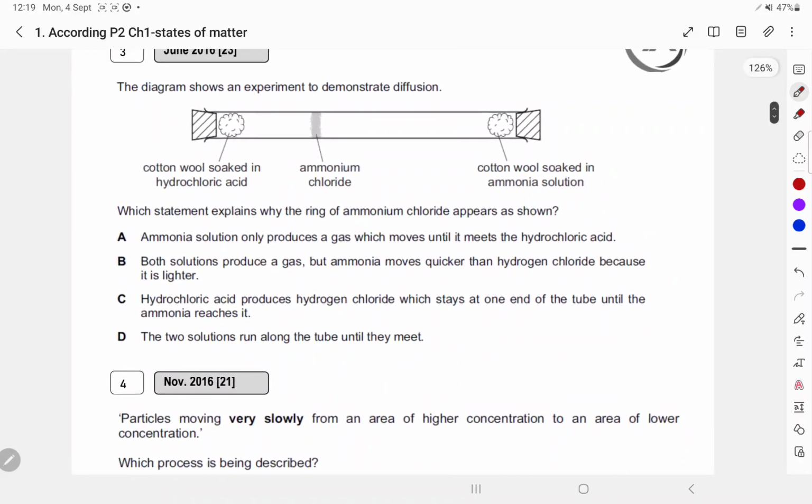The following question: the diagram shows an experiment to demonstrate diffusion. Actually, we have a cotton wool soaked in hydrochloric acid. It will produce hydrogen chloride gas. And cotton wool soaked in ammonia, which will produce ammonia gas. So which statement explains why the ring of ammonium chloride appears as shown much closer to the hydrochloric acid? This is because the ammonia particles are much lighter, so they will move faster.